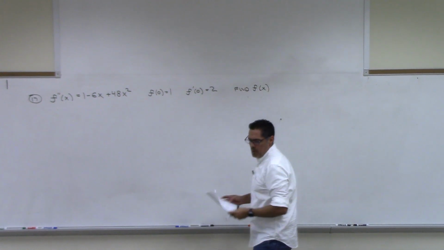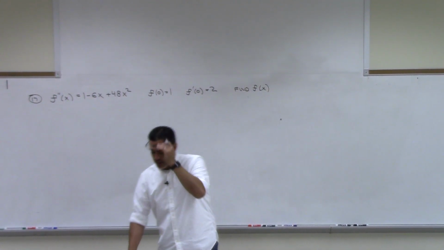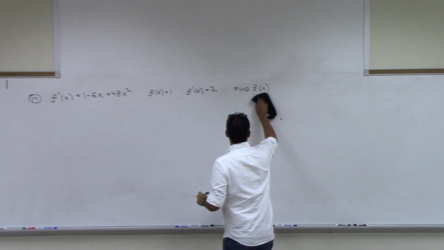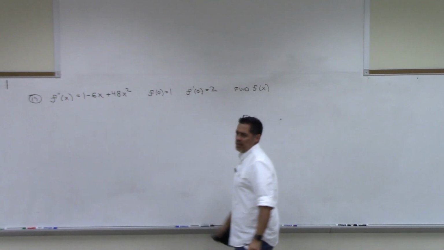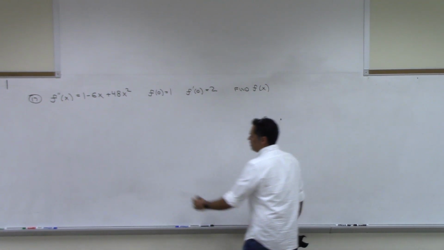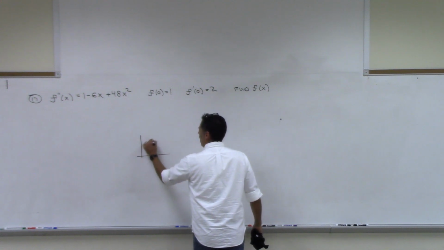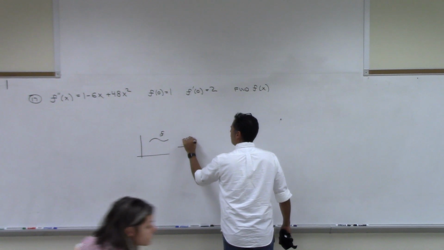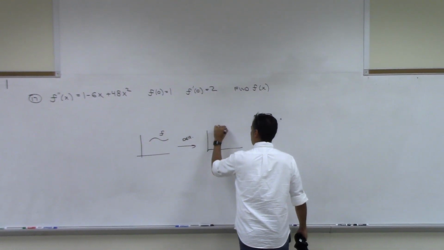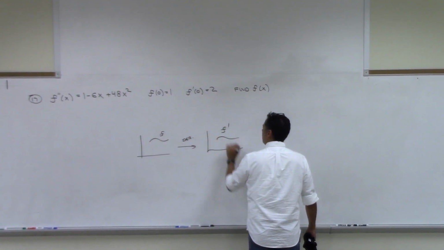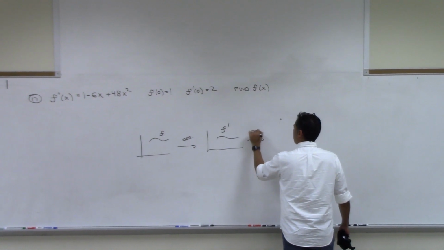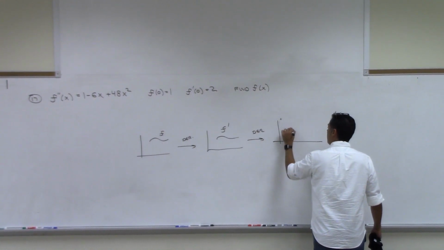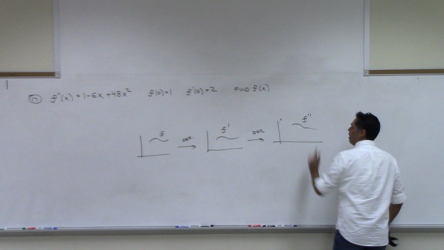So if you're looking at this problem going, I don't remember doing this, what the hell's going on here? I'll draw you a picture of what we're doing here. What we're doing is this. If you start with the function f, it has some graph. If you take the derivative, you get another graph, which is f prime. And if you take the derivative again, you get f double prime.